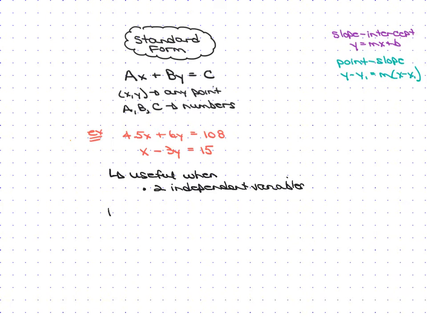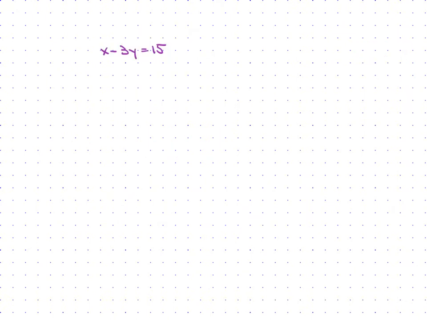Another thing about standard form is if you have standard form, it's super easy, not just easy, super easy to find the x and y intercepts. And let's look at an example of how to do that. Let's continue with the same example equation. x minus 3y is equal to 15. And let's start by finding the x-intercept. I always just abbreviate that int for intercept.